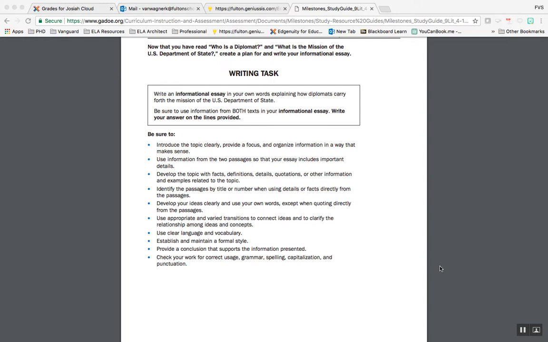However, if you are reading just a paragraph from one source and then summarizing that in your own words, that's still paraphrasing because all of those ideas are from that source.